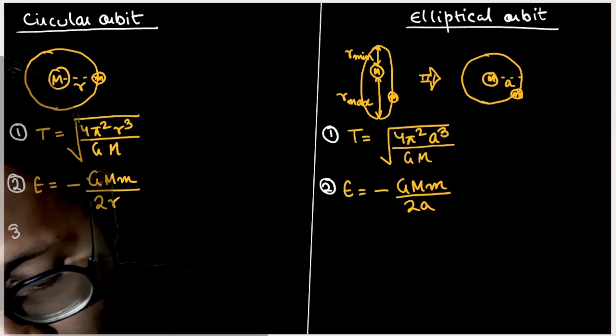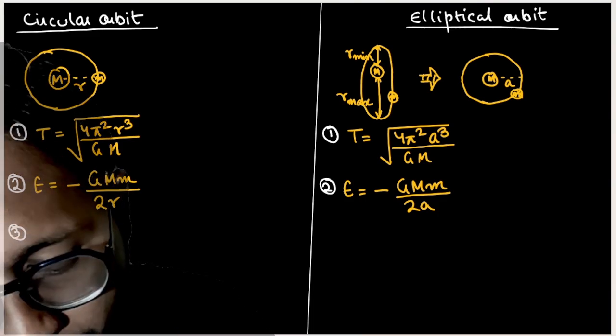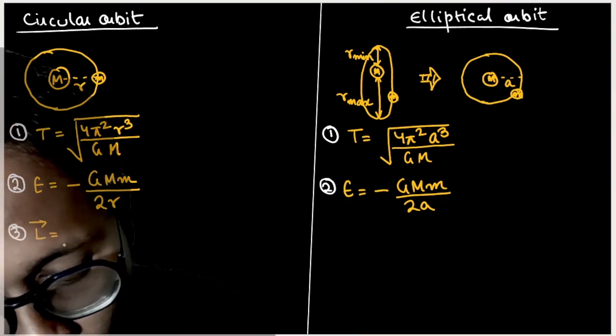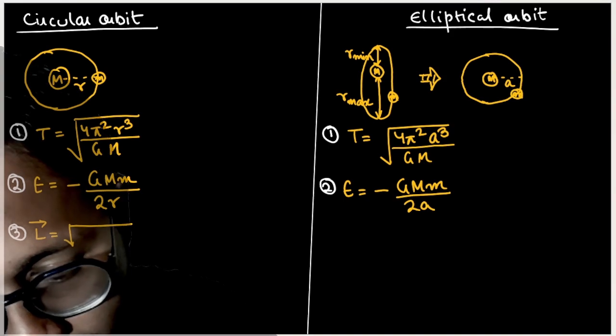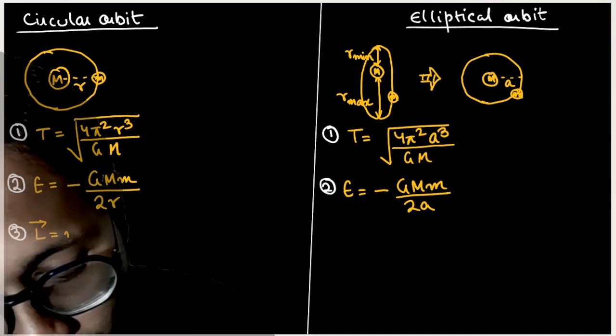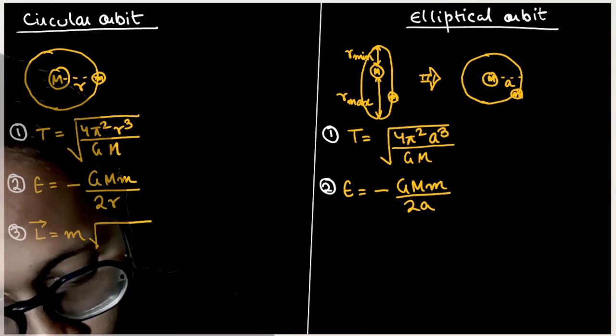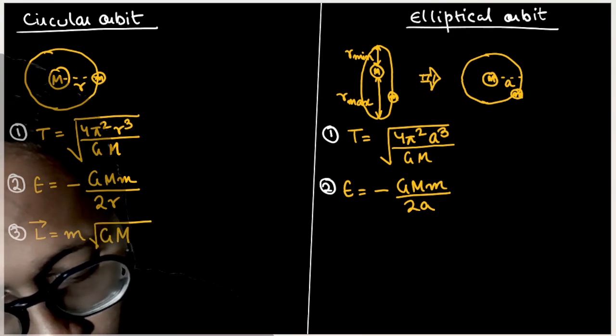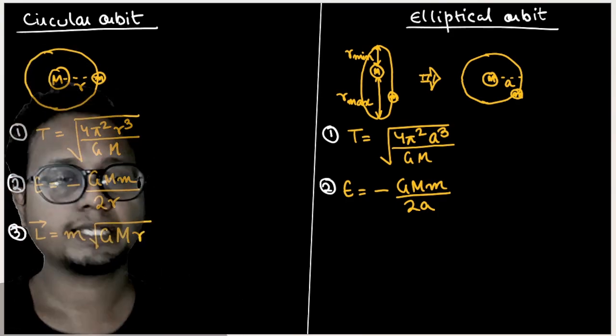The third parameter, angular momentum. Angular momentum in a circular orbit would be nothing but the mass of the rotating body, or orbiting body, into the square root of G mass of parent body into r.